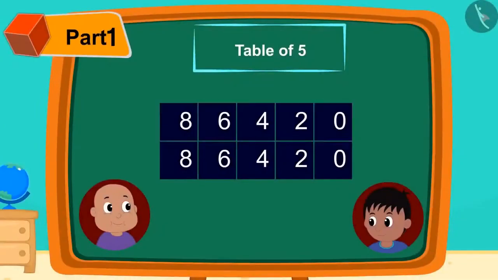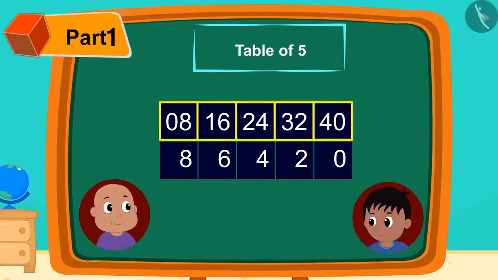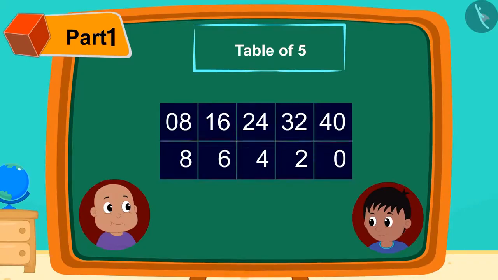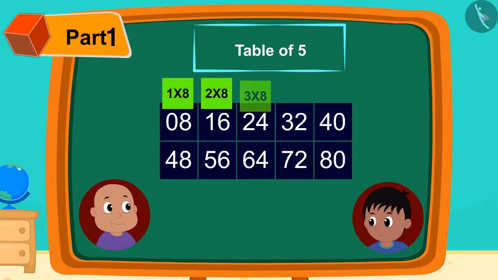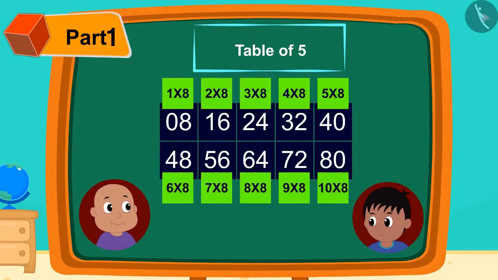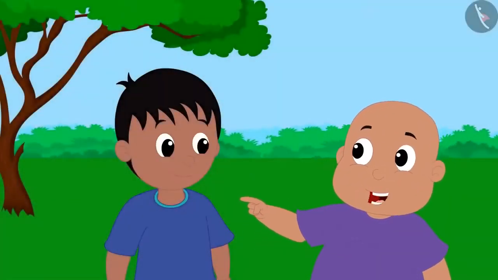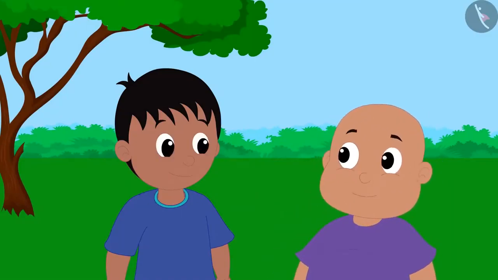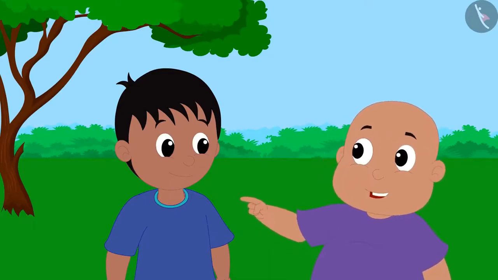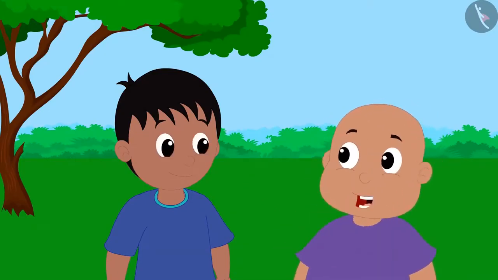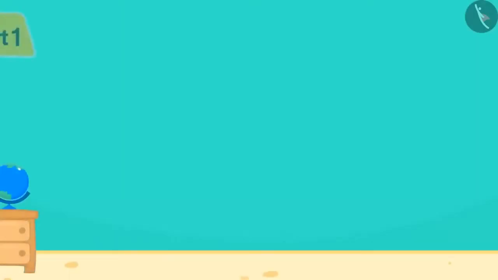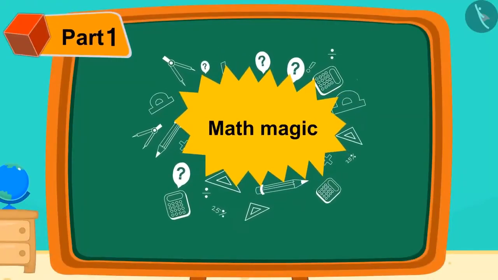Now in front of the digits written in the first line, Raju wrote 0, 1, 2, 3, 4 in this way. Then in front of the digits written in the second line, he wrote 4, 5, 6, 7, 8 in this way. And the table of 8 was ready. Bablu excitedly told Raju that this magic math was great fun. Does any other table also show some patterns for easy memorization? Do you also want to see more math magic with Bablu?